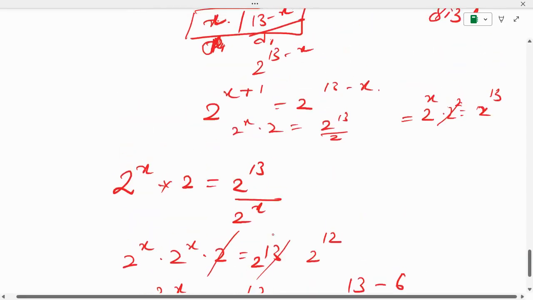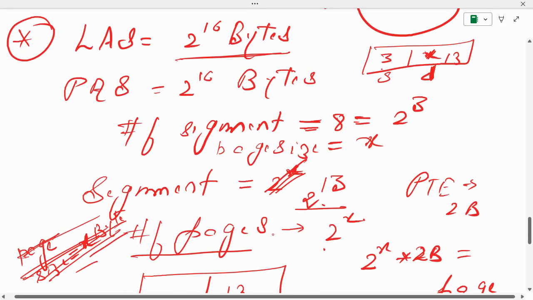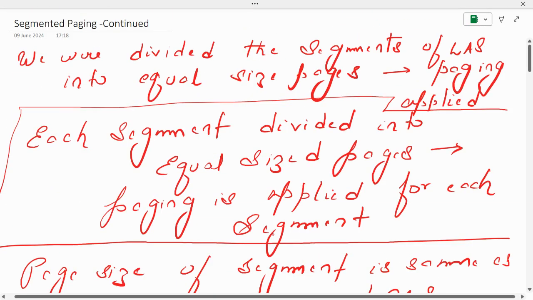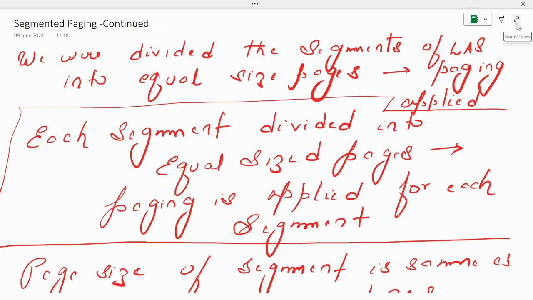So this is the way we calculate the segment size. So altogether, this was all about segmented paging, and I hope I was able to clarify the doubts in the previous section.